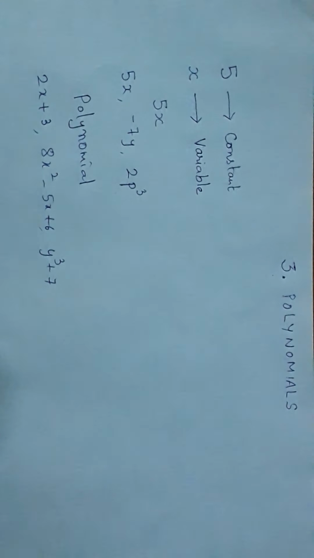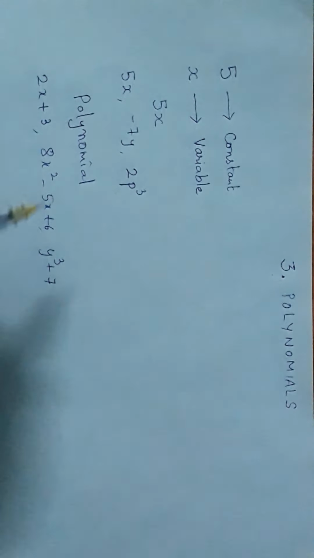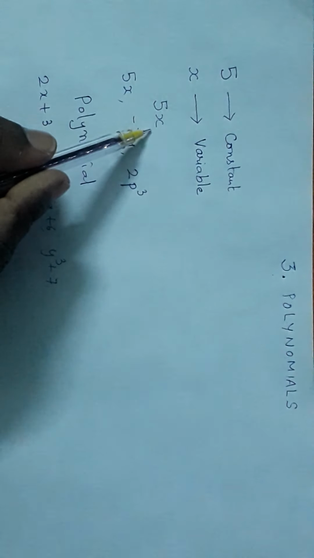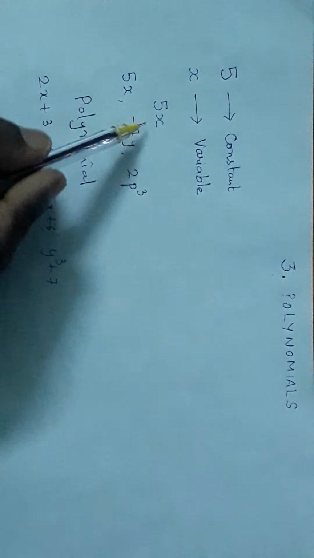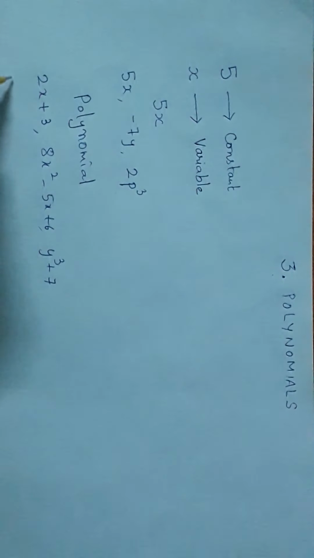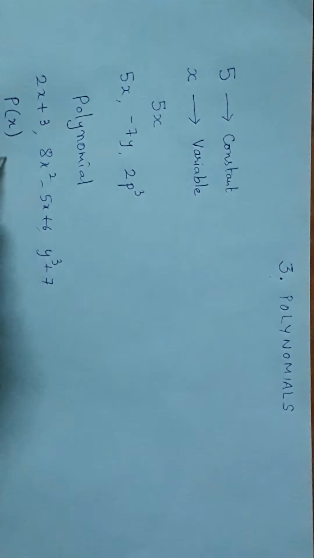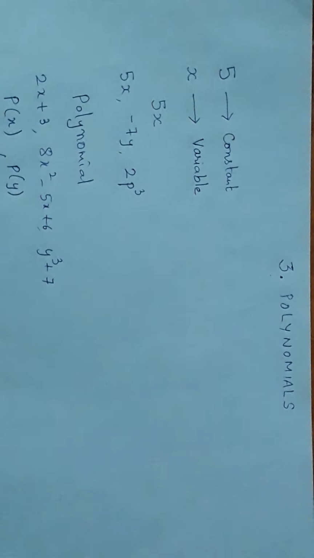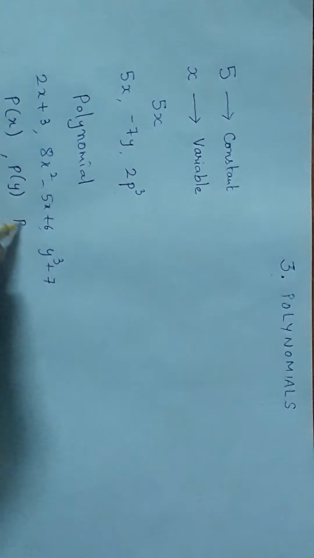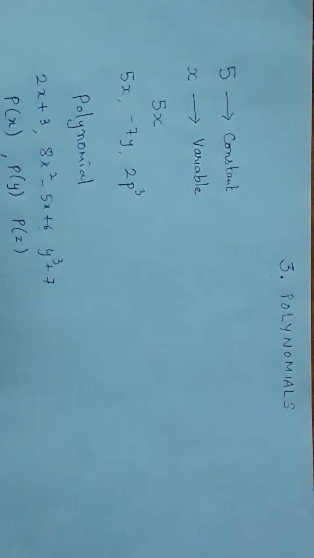In short, a polynomial is a combination of constant numbers and variables. So a polynomial of variable x can be written as p of x. A polynomial with variable y can be written as p of y, and a polynomial with variable z can be written as p of z, and so on.